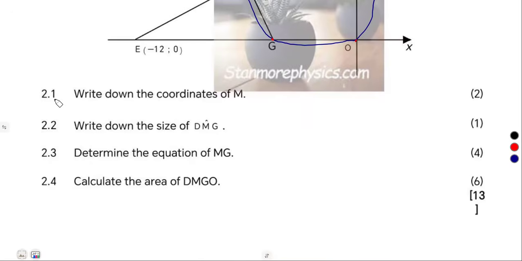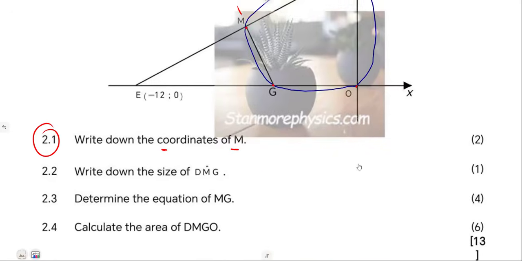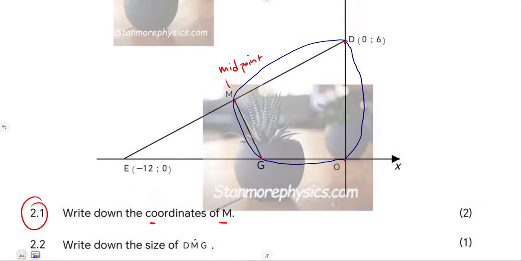And from this, 2.1, write down the coordinates of what? Of M. M is here, remember, it is the midpoint. So it is the midpoint of what? Of DE. So we can actually have the midpoint M, simply take the X values together. Remember the midpoint concept, guys. X1 plus X2 over 2. Y1 plus Y2 over 2.